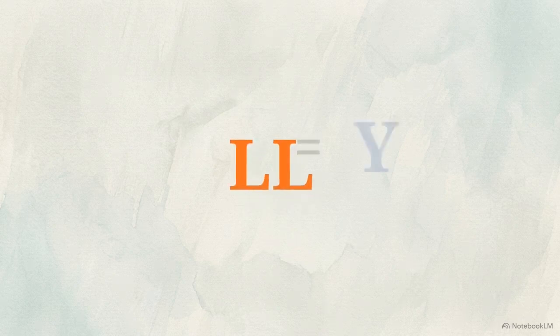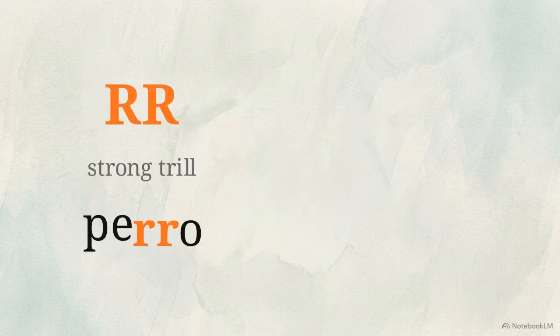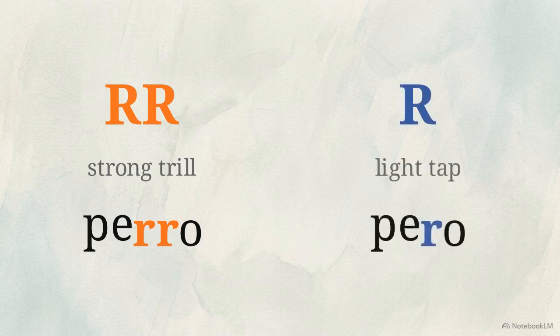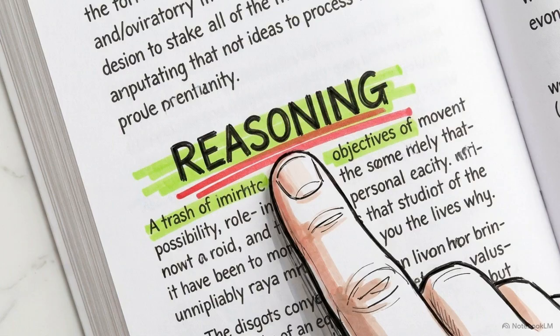Now for the double letters. A double L makes a Y sound, like in yes. For the double R, you'll need a strong, vibrating trill on the roof of the mouth, compared to the light tap of a single R. Overriding your English phonetic habits for these specific patterns allows you to read Spanish text accurately from the start.